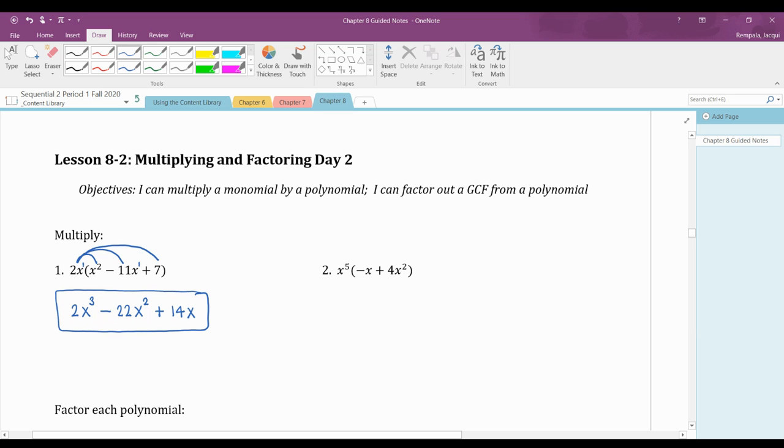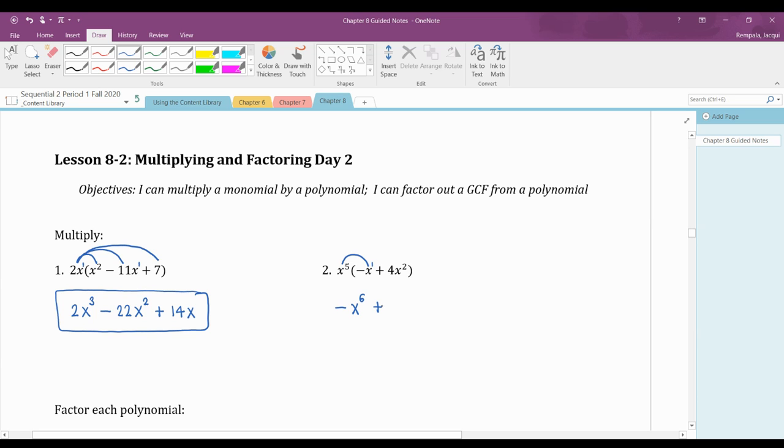This is my answer. Now in problem number 2, x to the 5th is going to get distributed to negative x plus 4x squared. So x to the 5th gets multiplied by negative x. Once again, we add the exponents for the bases that are the same. So the negative out in front is going to have to stay a negative. X to the 5th times x to the 1st. You keep the x, you add the exponents, it becomes x to the 6th.